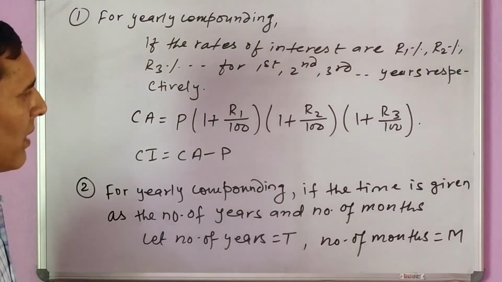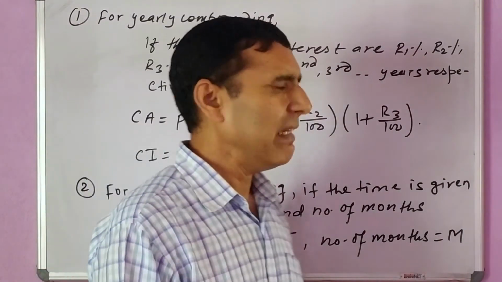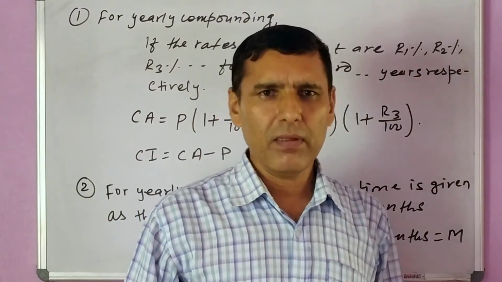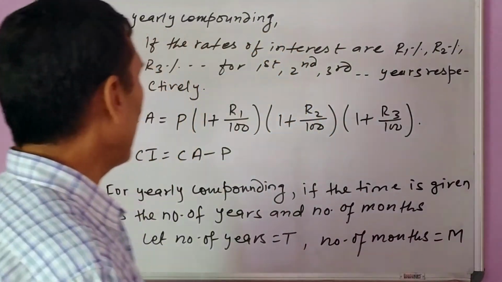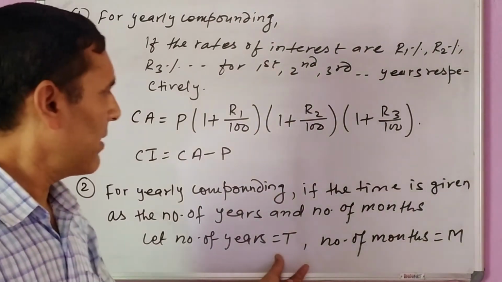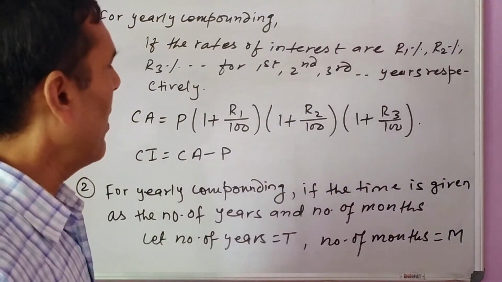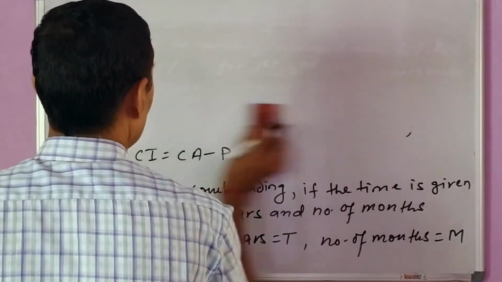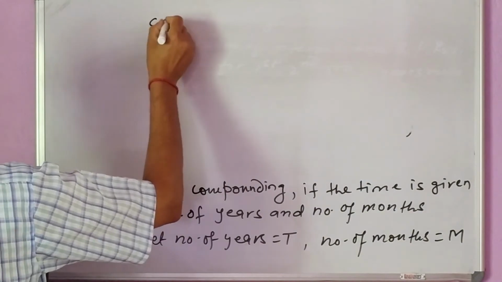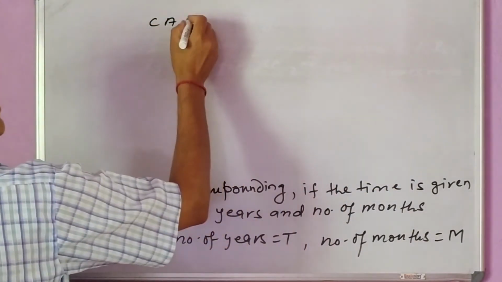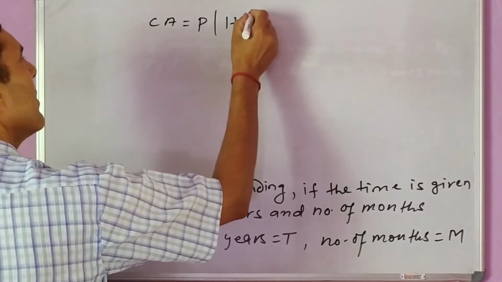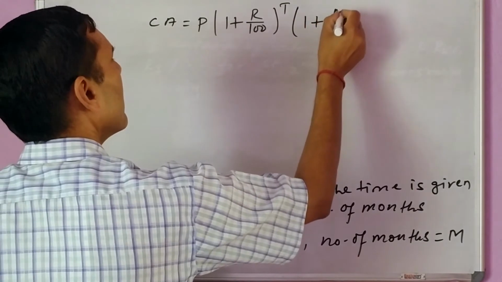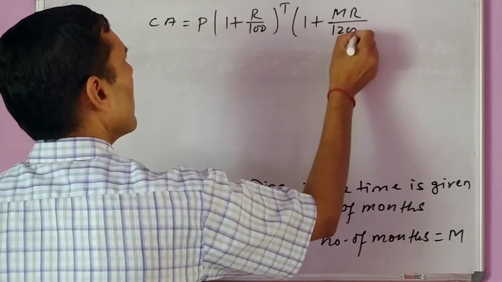As we do not have the complete number of years, that means the time is given as some number of years and some number of months. So how many complete years? We suppose this as T and number of months as M. The formula to calculate the compound amount will be P times (1 plus R upon 100) to the power T times (1 plus MR upon 1200).